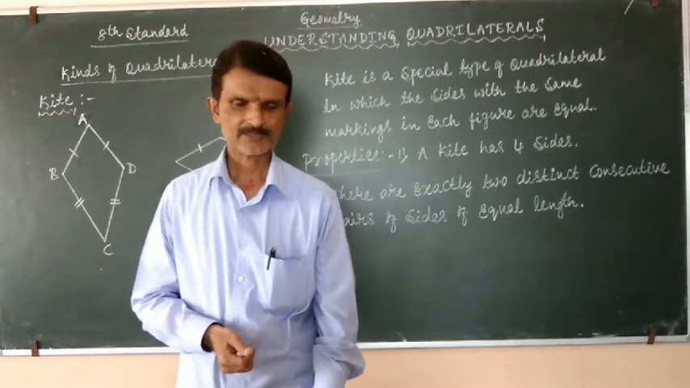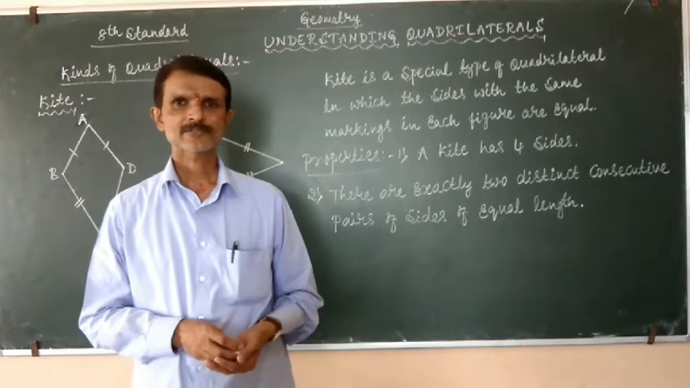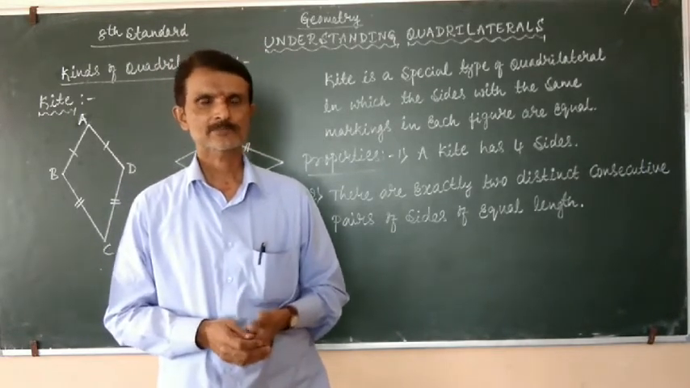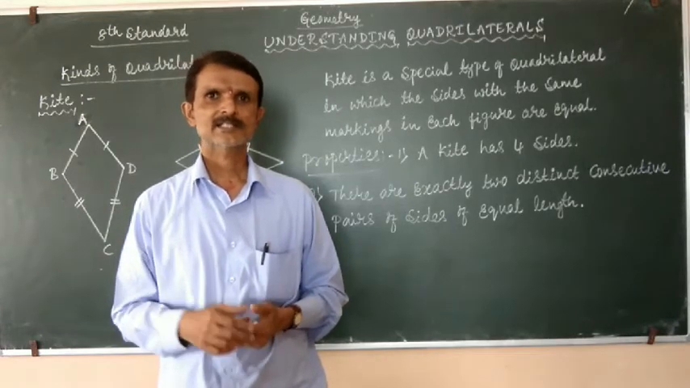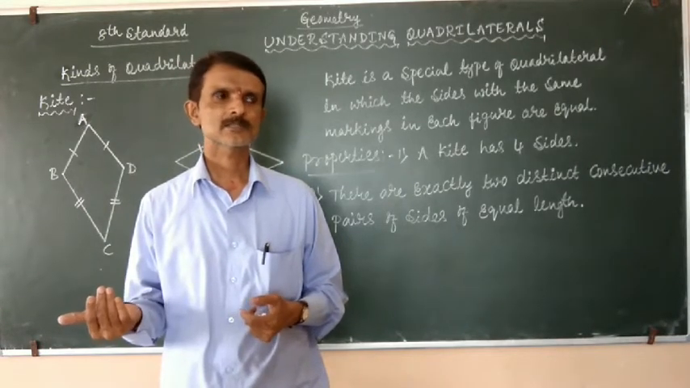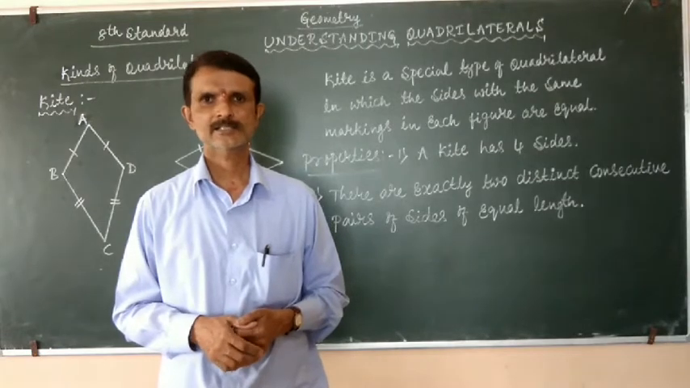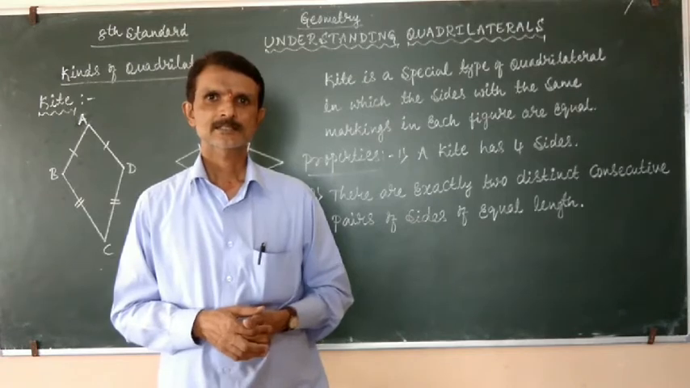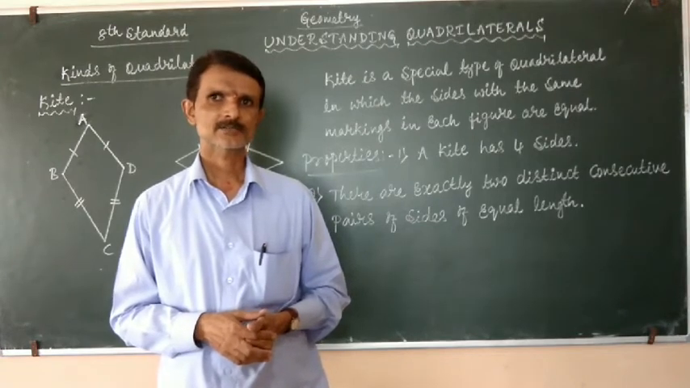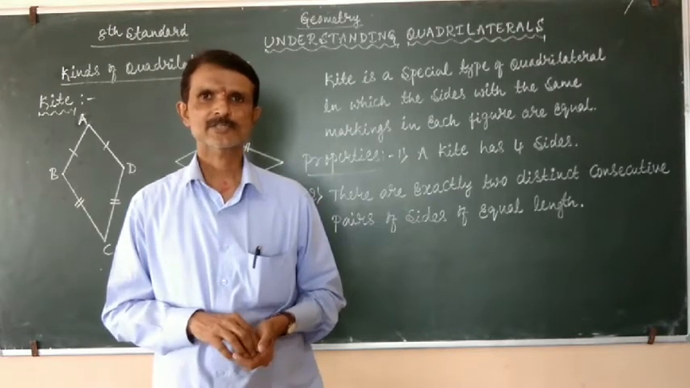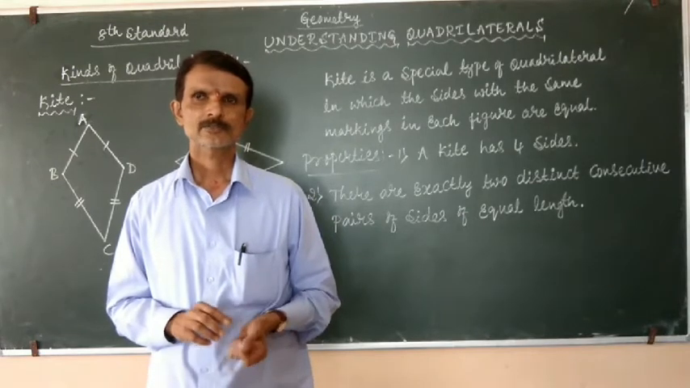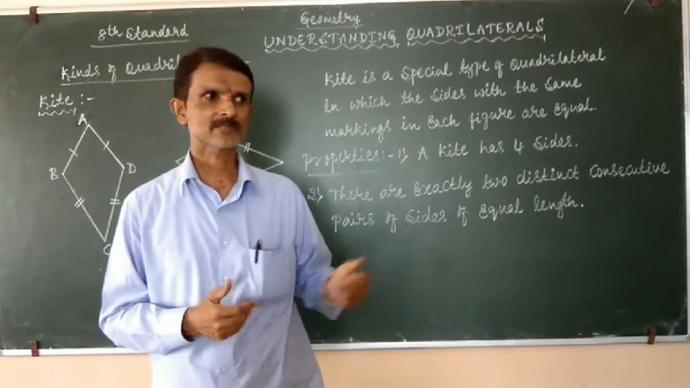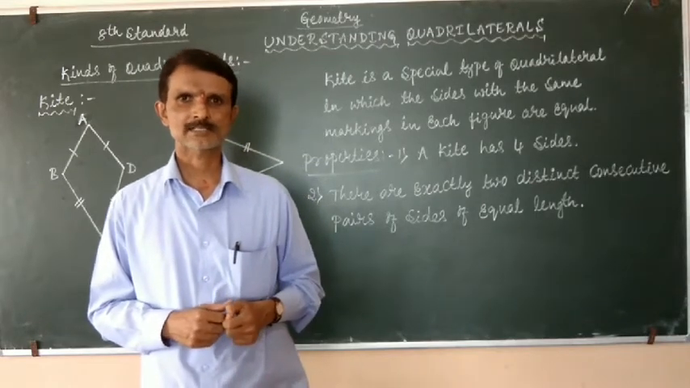So in the previous class we have studied about the different types of polygons, some of the interior angles and some of the exterior angles, and the kinds of quadrilaterals. In that we have studied the trapezium. Today we will continue with the different kinds of quadrilaterals.